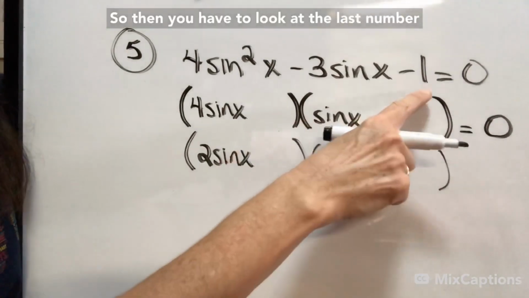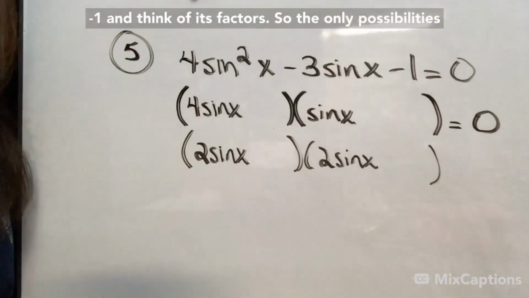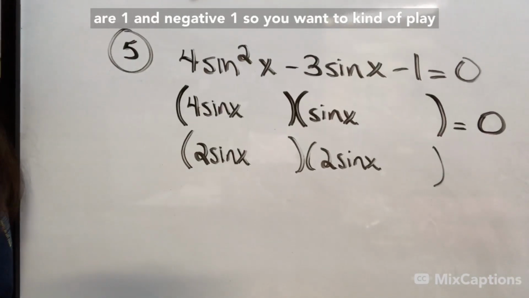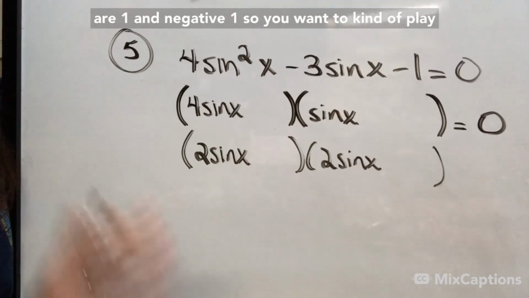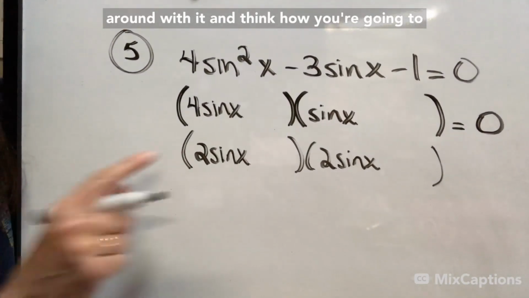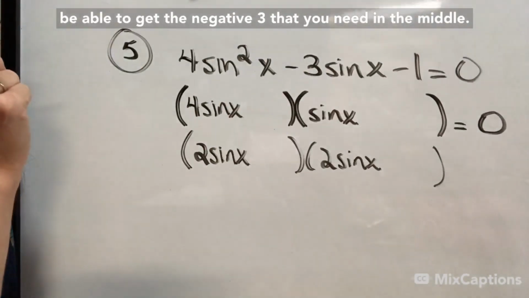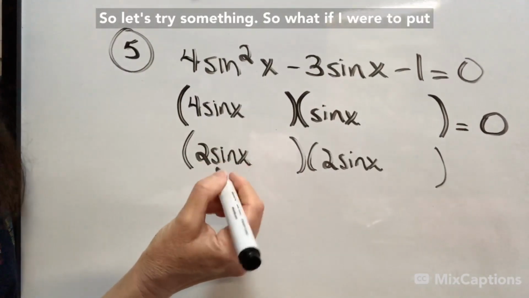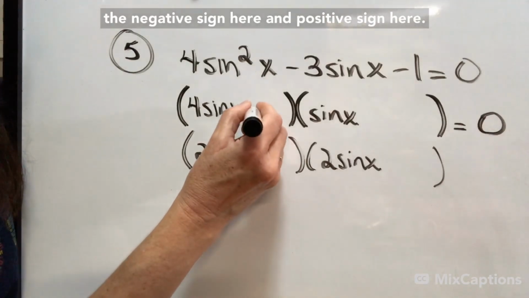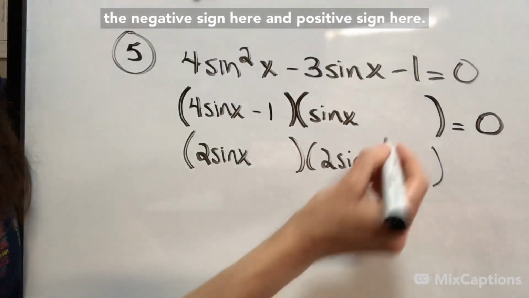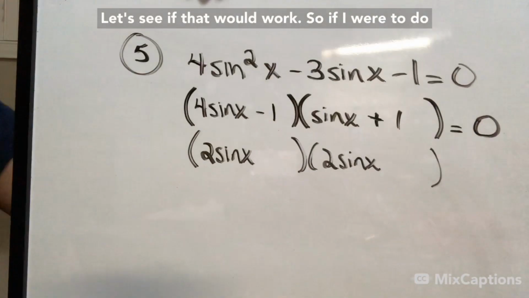So then you have to look at the last number, -1, and think of its factors. So the only possibilities are 1 and -1. So you want to kind of play around with it and think how you're going to be able to get the -3 that you need in the middle. So let's try something. So what if I were to put the negative sign here and the positive sign here? Let's see if that would work.